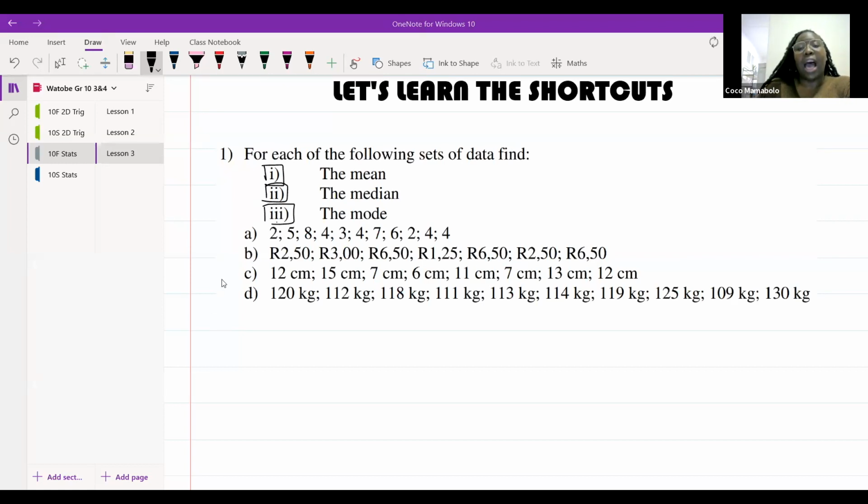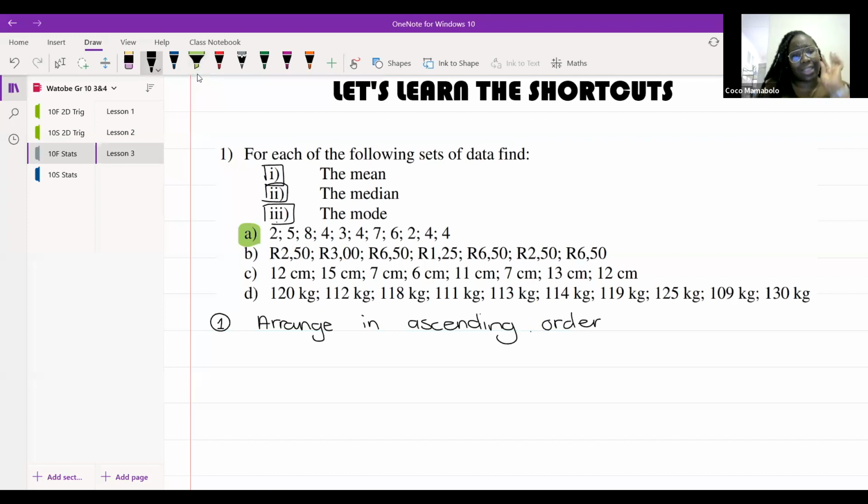do the same thing. Our number 1 step over here, guys, is always to arrange everything in ascending order. All right, ascending order. So I'm going to give everybody exactly 60 seconds to take the set of data we've been given for A and arrange it in ascending order. I'm going to give myself 30 seconds. You guys have 60 seconds. Go. I'm going to start.